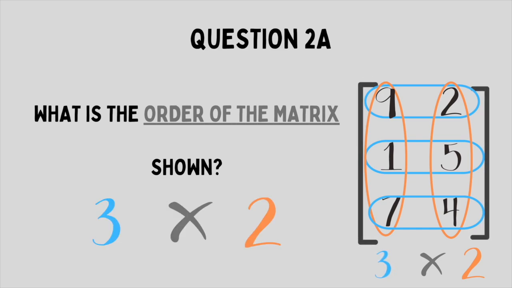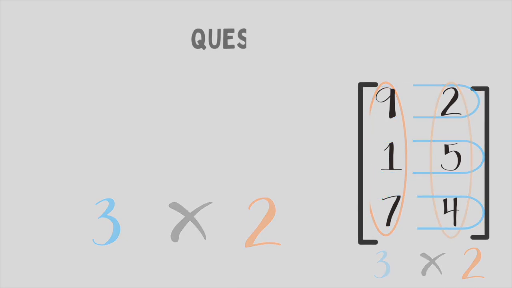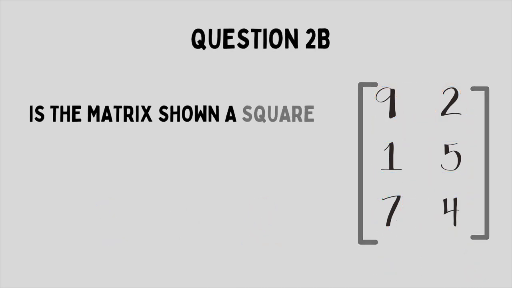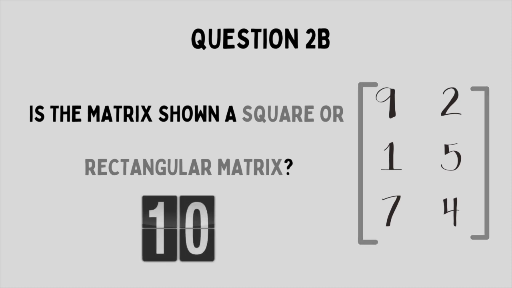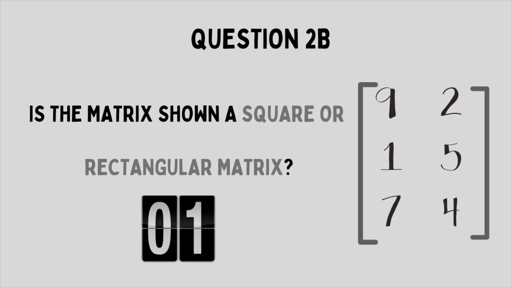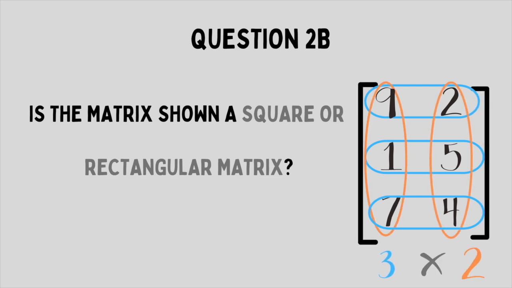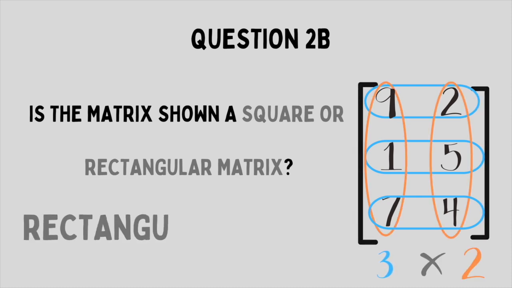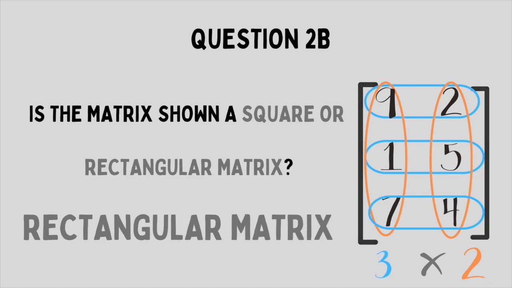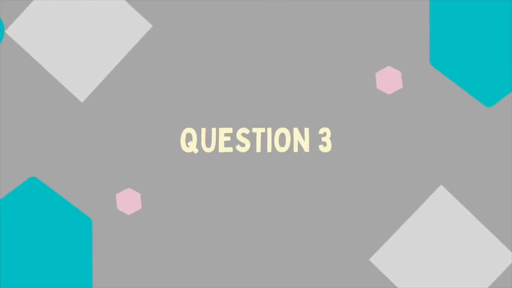Now, can you tell me, is the matrix shown a square or rectangular matrix? Again, remember we always start with the rows. So 3 rows and 2 columns, they are not equal. So because they're not equal, we say it's a rectangular matrix, just like a rectangle. Sides are different.